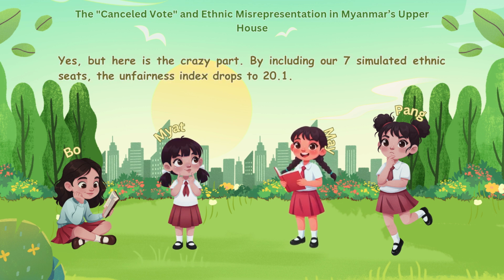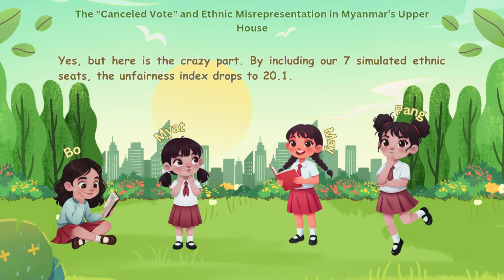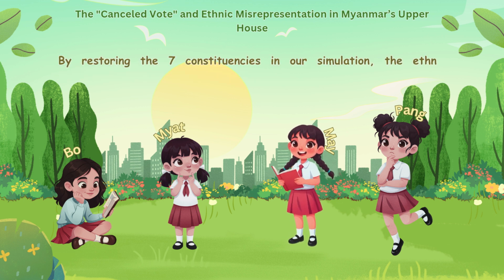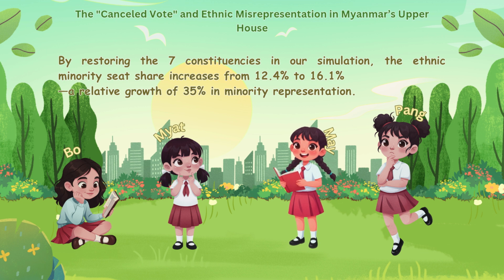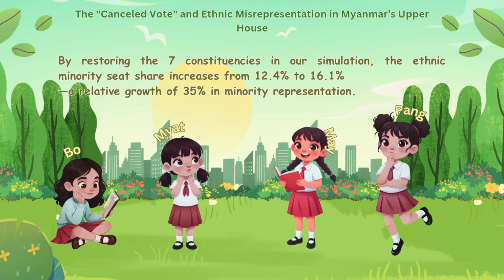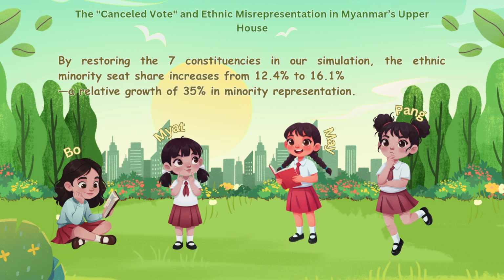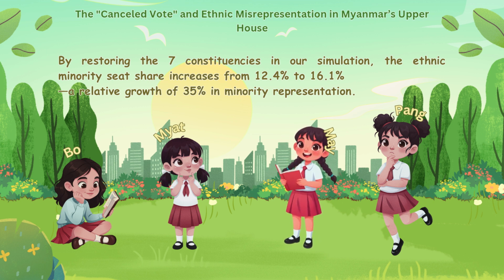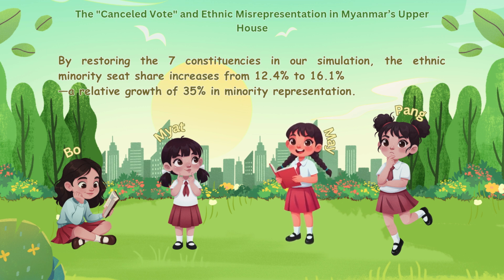Yes, but here is the crazy part. By including our 7 simulated ethnic seats, the unfairness index drops to 20.1. By restoring the 7 constituencies in our simulation, the ethnic minority seat share increases from 12.4 to 16.1%, which is a relative growth of 35% in minority representation. This means more equality in political representation.